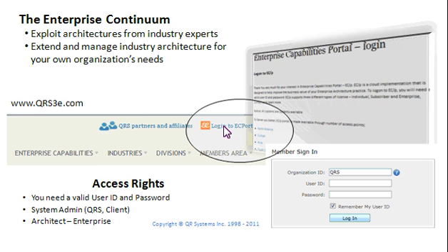Enterprise Continuum. This is where you exploit the common architectures previously defined by the industry experts around the globe. QRS provides a rich repository of capabilities. For example, at the time of this recording, there were over 35 capabilities that are required for most IT organizations that are previously defined in the system. You can take these capabilities and extend them for your own organization.